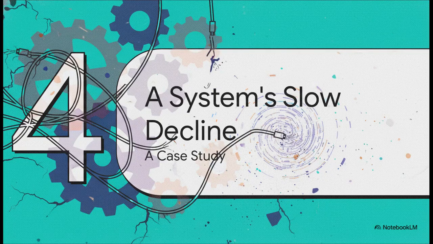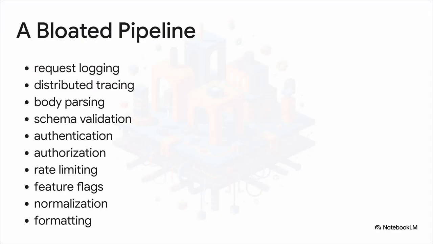Okay, let's make this concrete, because this isn't just a theoretical problem. I want to walk you through a cautionary tale of how a system slowly degrades, not with a bang, but with a whisper. So, imagine an API. It starts simple. Then you add logging. Cool. Then distributed tracing, then body parsing, schema validation, authentication, then role-based authorization, rate limiting. Oh, someone adds feature flag checks, then request normalization, and finally, response formatting. Before you know it, a single request has to fight its way through 10 different layers just to get to the real work.